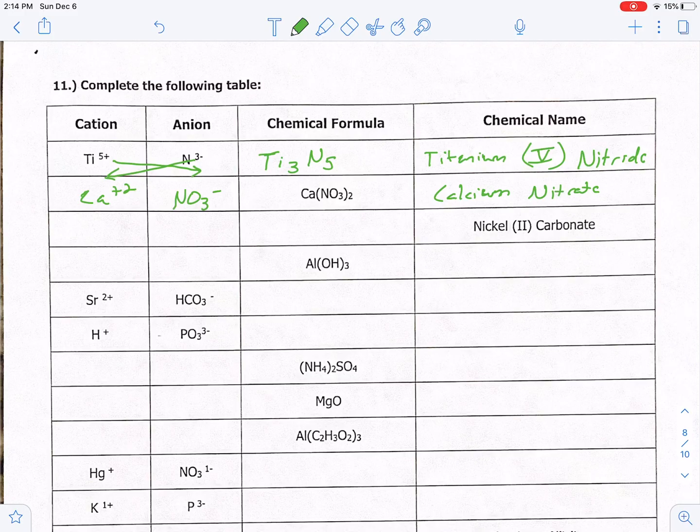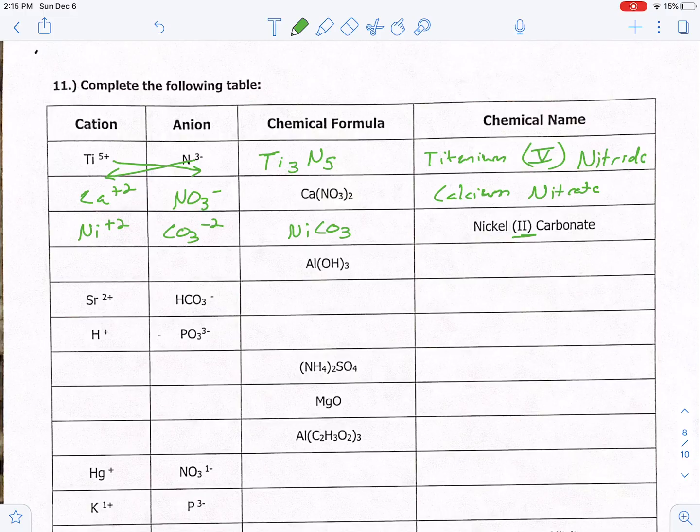Okay, next one, nickel 2 carbonate. Nickel has the abbreviation Ni, and this 2 right here tells me the charge, so this would be nickel with a +2. Then you look up carbonate on your polyatomic list. That is CO3 with a -2. Okay, so now we want to bring it together. It's already balanced, so all you have to do is put it together. So NiCO3. That's it.